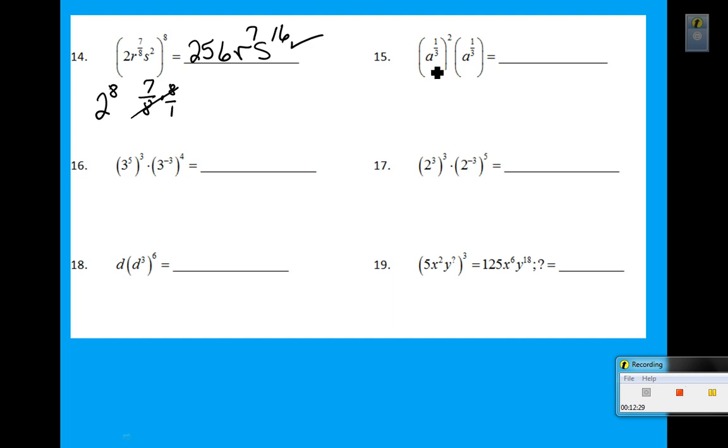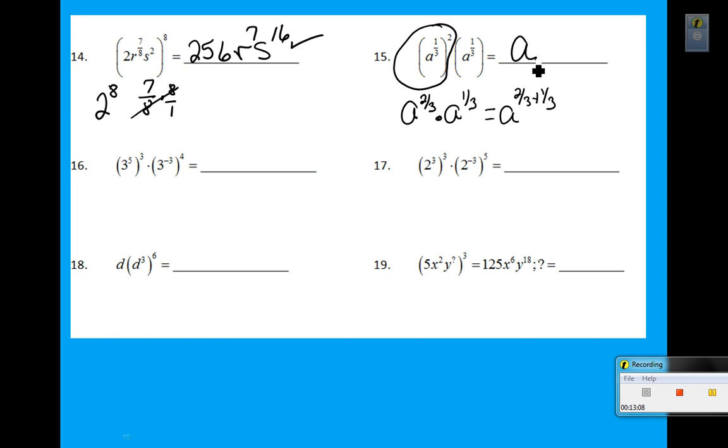Hey, number 15 is kind of a two-stepper. I need to go simplify this first. A to the 1/3 squared is really a to the 2/3 when you multiply that, times a to the 1/3. Now I switch gears. Now I'm multiplying, which means I add those exponents. So 2/3 plus 1/3. My ending answer for this is a, or a to the 1st. That's all there is to it.